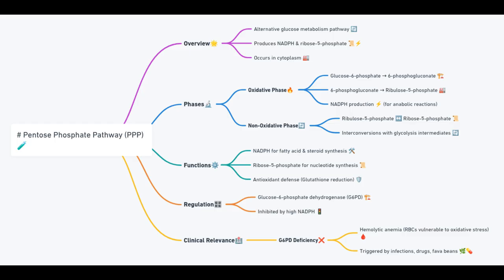Alright, so in the non-oxidative stage of the pentose phosphate pathway, remember the ribulose 5-phosphate could be converted to xylulose 5-phosphate by ribulose 5-phosphate epimerase.